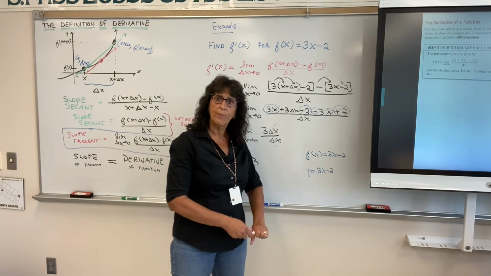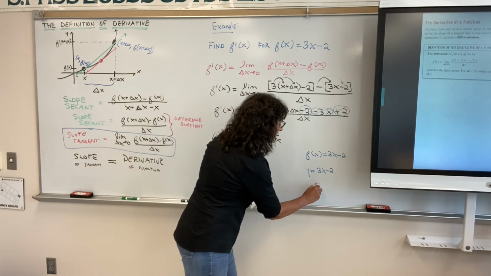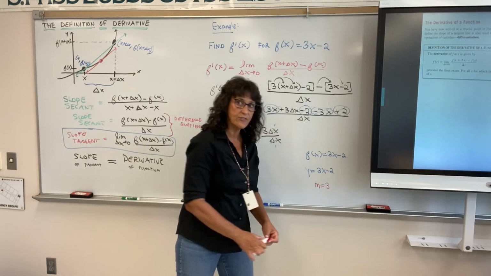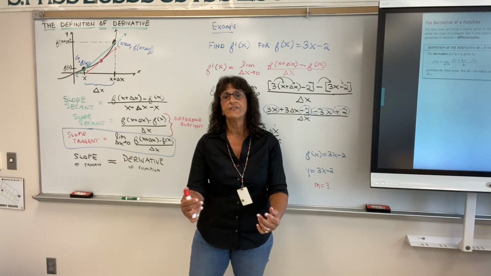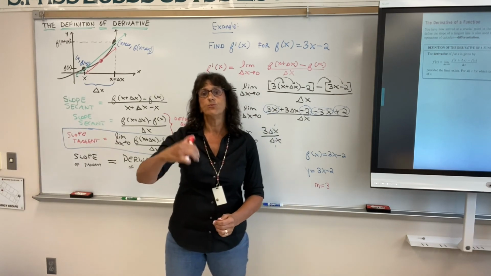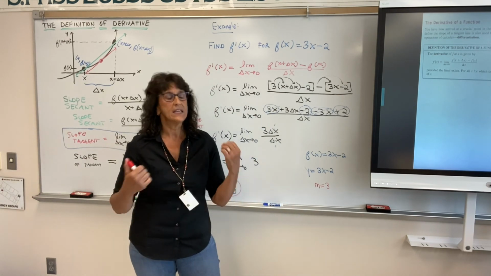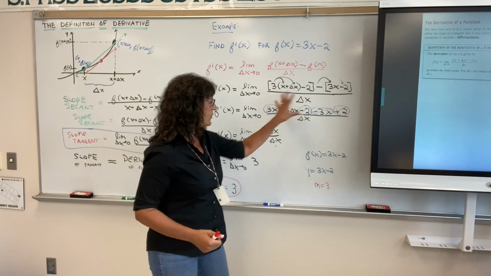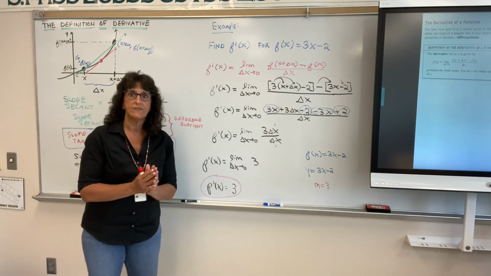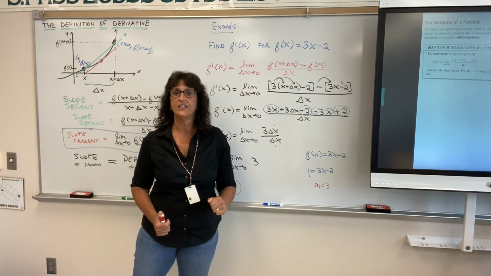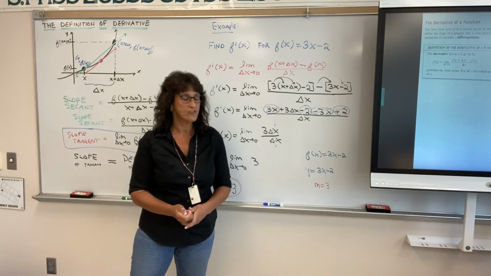What's the slope of our line? The slope of our line is 3. What does the derivative of the function tell you? It gives you a rate of change at an instant. What did we find here? We found the rate of change. You can tell by looking at it, it's a linear function. The slope is 3. The rate of change is 3.